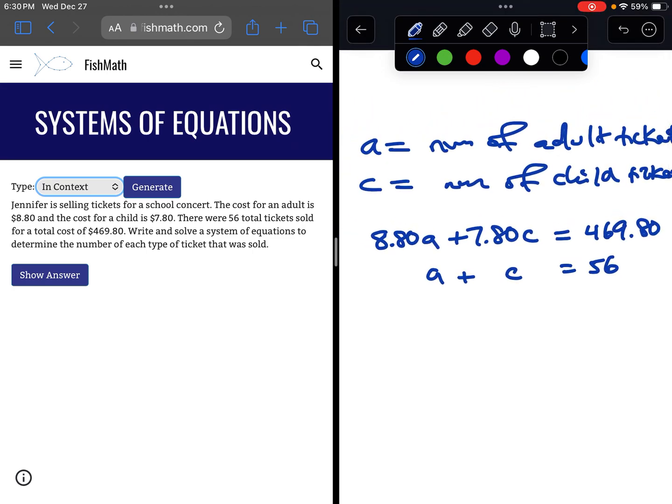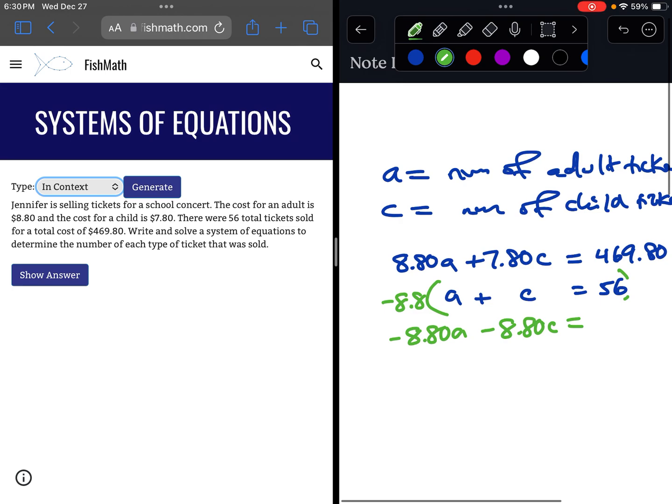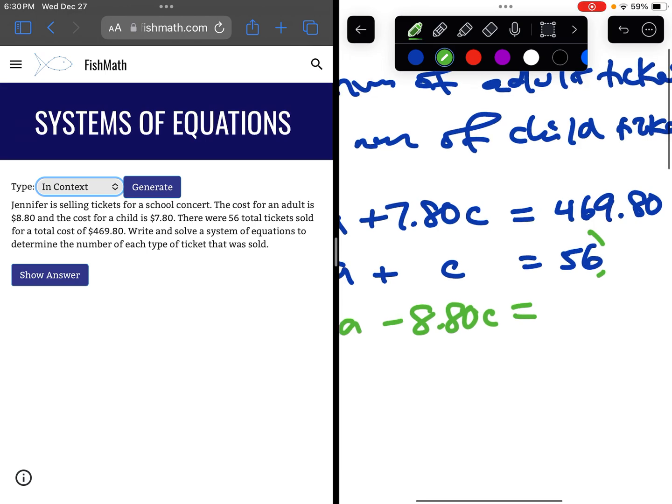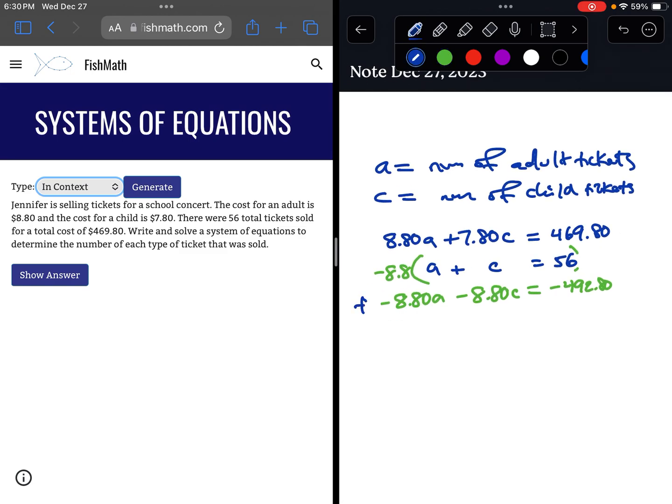This one I can do elimination or substitution for. It doesn't really matter. I guess I'll do elimination here. So I'm going to get rid of the A variable and multiply this whole thing by negative 8.8. And that gives me negative 8.8a minus 8.8c equals. And don't forget to multiply the 56 also by negative 8.8. So if I multiply those two, that'll give me negative 492.80.